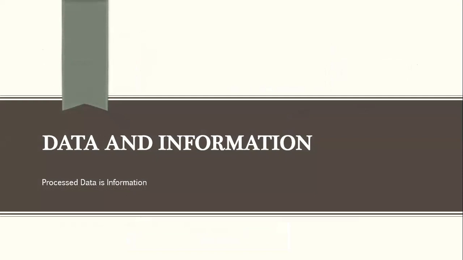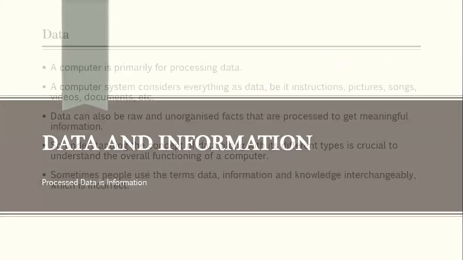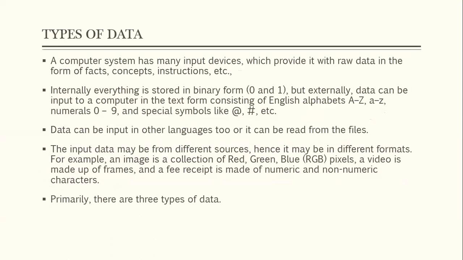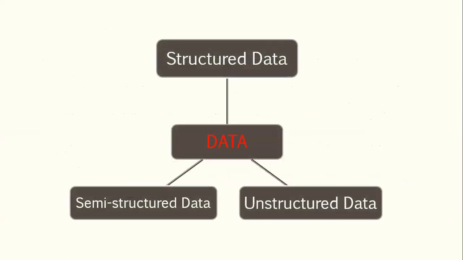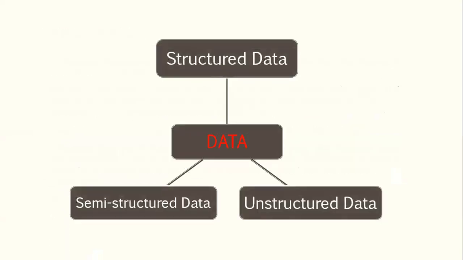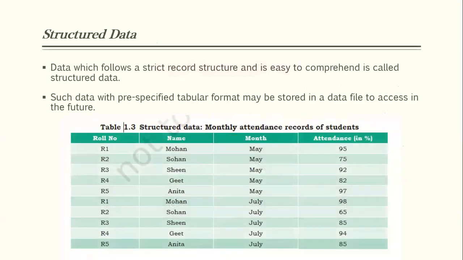What is the difference between data and information? Data is basically the raw and unorganized facts that a computer receives. Okay, and when this data is processed, it becomes information. Now there can be many types of data. You can have alphanumeric data, you can have numeric data. Data can also be divided into 3 types, that is structured, unstructured, and semi-structured.